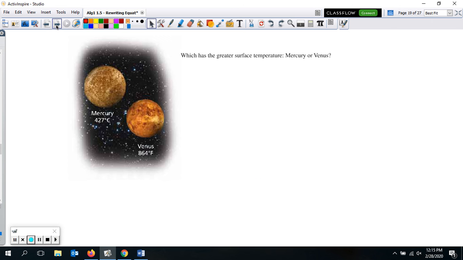Here's another one talking about planets. They've got Mercury and Venus close to the sun. It asks which one has a greater surface temperature, Mercury or Venus. Here it tells you the temperatures. It's 427 degrees Celsius on Mercury. It's 864 degrees Fahrenheit on Venus. Again, using that formula there.